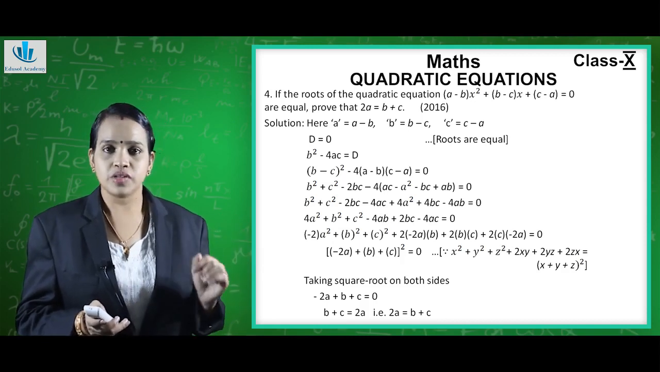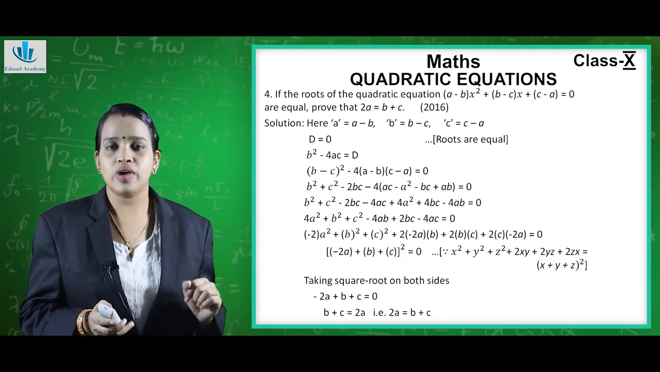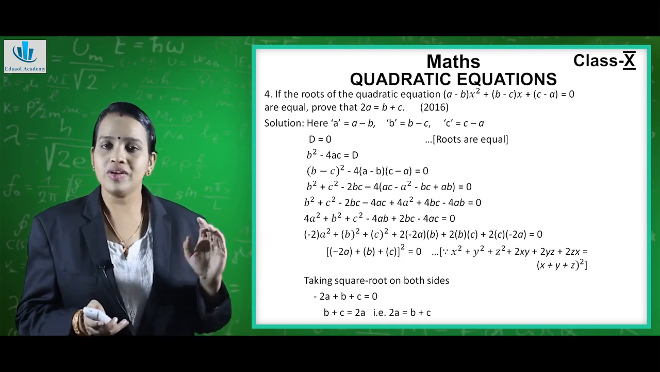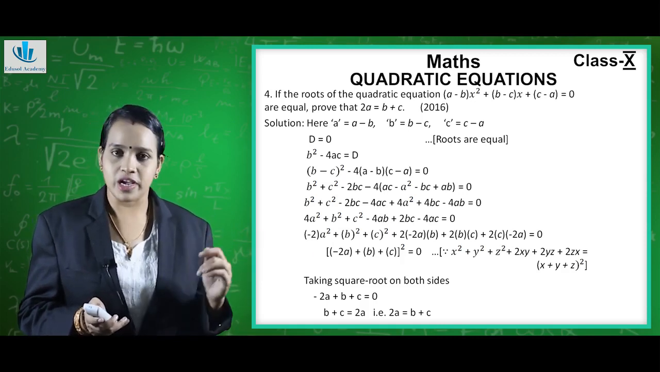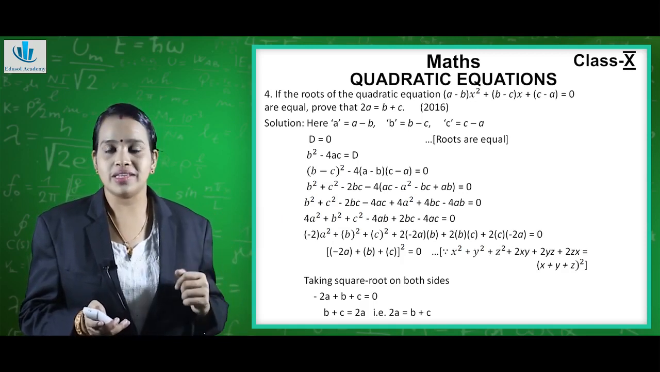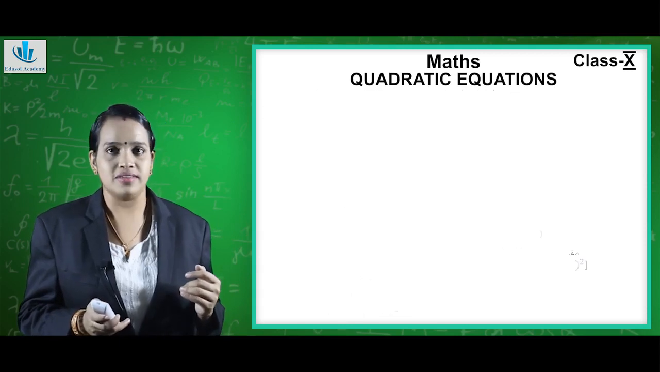Now we have to take the square root on both sides, so it becomes minus 2a plus b plus c, which is equal to 0. Now we will take minus 2a on the other side, so it becomes b plus c, which is equal to 2a, that is we can say that 2a is equal to b plus c. So we have proved our equation.